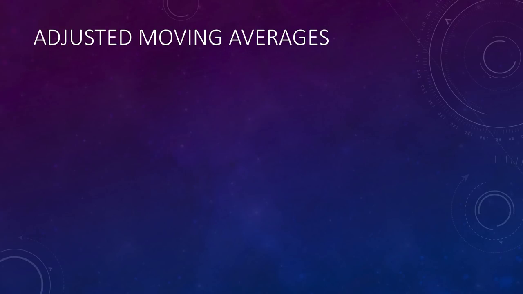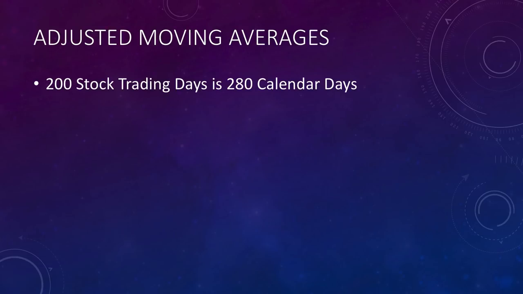So adjusting the moving averages very quickly, and I won't go too in depth on this just because it's kind of boring and just some quick calculations here, but just to show you how I adjusted them a little bit. The 200 stock trading days is actually 280 calendar days, because you have to factor in weekends and holidays. So 280 days is just a straight calculation. It's actually a little bit higher once you factor in some of the holidays and partial trading days, so it's more like 288 to 290 or something.